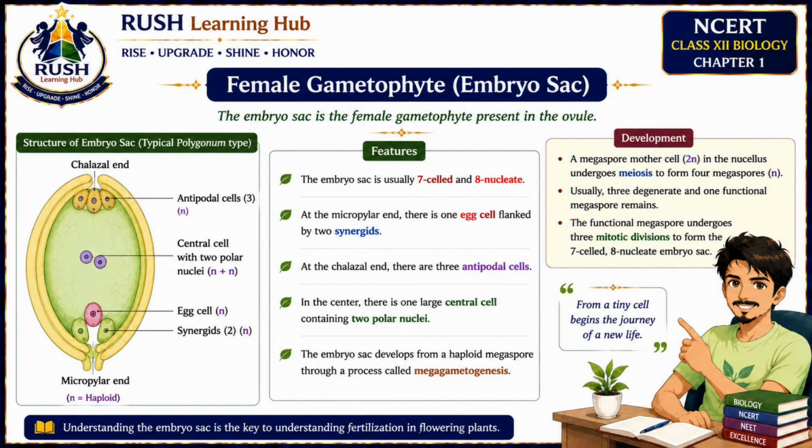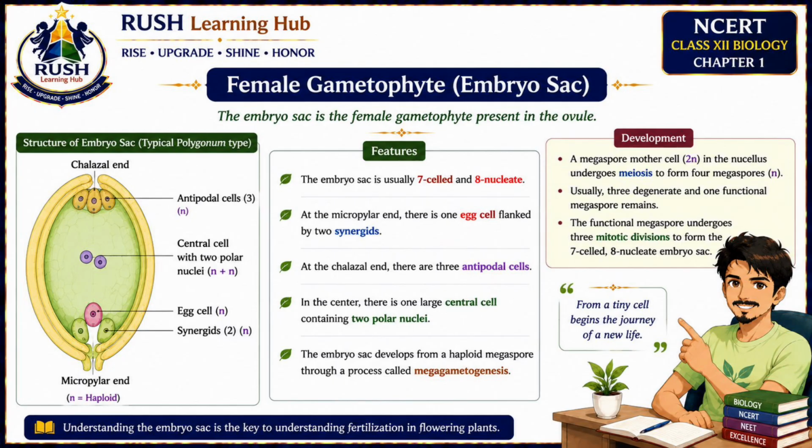Now let us understand the female gametophyte, also known as the embryo sac, which develops inside the ovule of flowering plants. The process begins with the megaspore mother cell, which undergoes meiosis to produce 4 haploid megaspores. Usually, 3 of these megaspores degenerate, and only one remains functional. The functional megaspore undergoes 3 successive mitotic divisions, producing 8 nuclei. These nuclei are organized to form the mature embryo sac, which is typically 7-celled and 8-nucleate, a characteristic feature of most angiosperms.